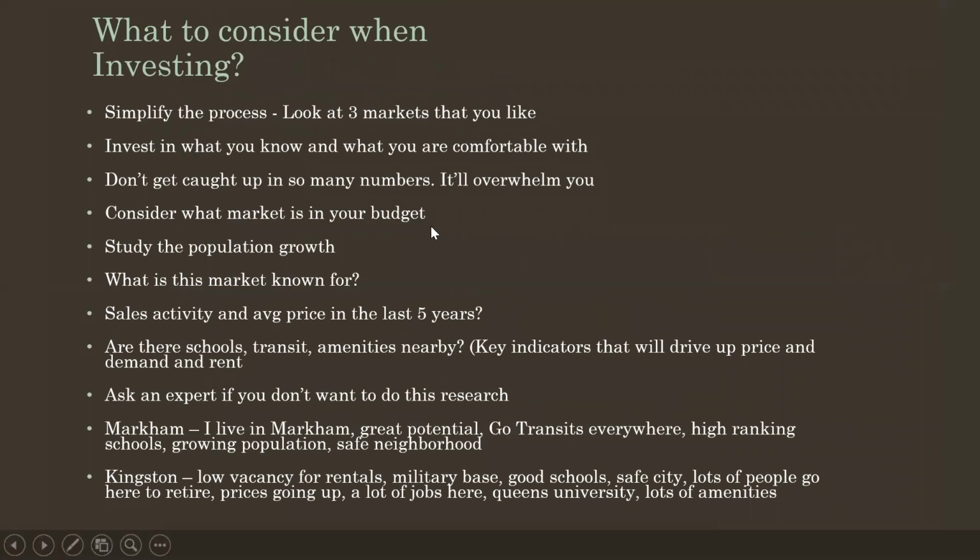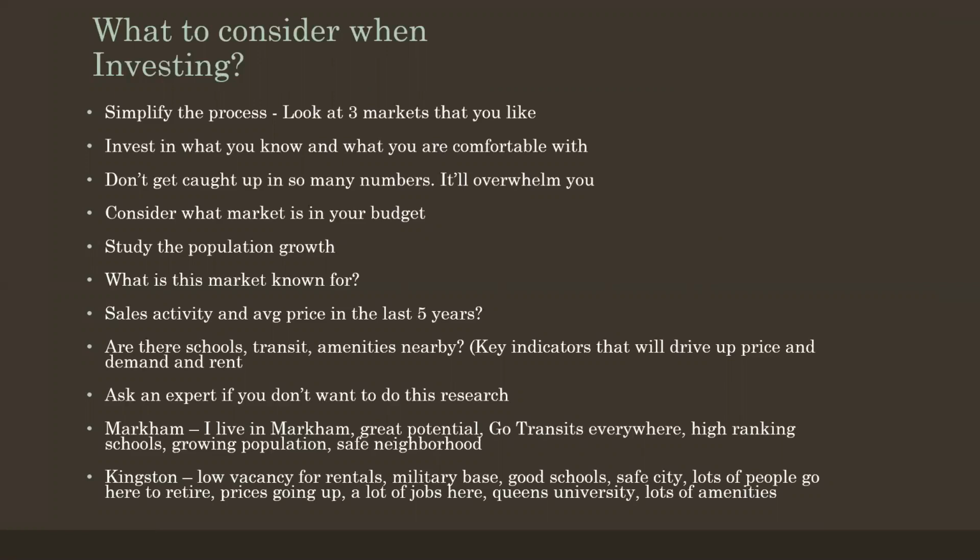Now, this is a very important slide. I want to talk about what to consider when investing in properties. A lot of people that I speak to overanalyze the process, and they'll look at charts and numbers for 30 different returns and 30 different properties, and they'll calculate all types of return on investment formulas, and it just drives me crazy because it leads to indecision and it confuses the heck out of people.